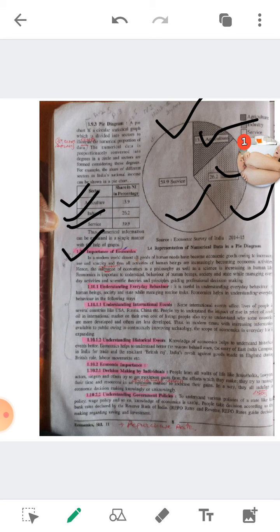Second, understanding government policies. To understand various policies of a state like tax policy, wage policy, and so on, knowledge of economics is useful. People take decisions according to the bank rates declared by the Reserve Bank of India. Repo rates and reverse repo rates guide decision making regarding saving and investment.